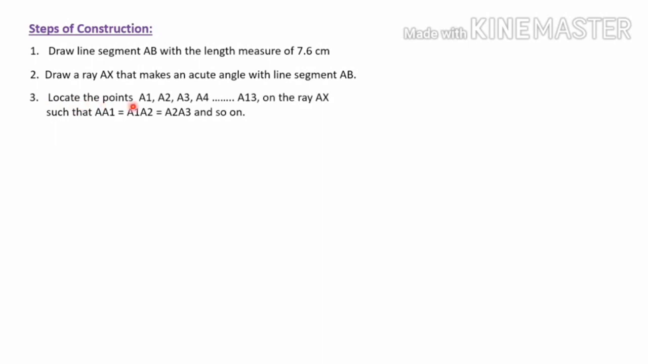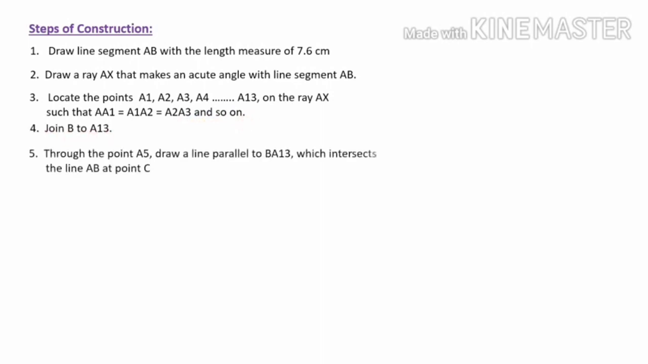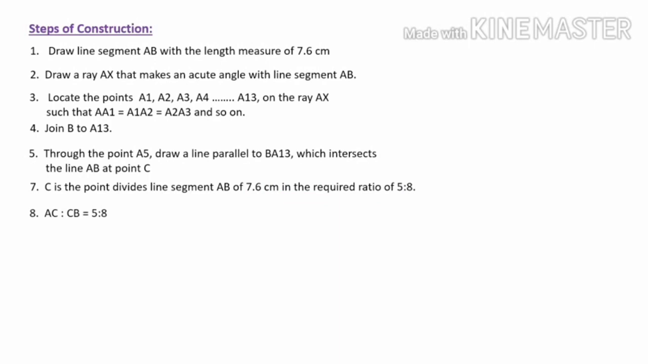Second step, draw a ray AX that makes an acute angle with line segment AB. Third step, locate the points A1, A2, A3, A4, etc., up to A13 on the ray AX such that A1A2 equals A2A3 and so on. Join B to A13. Next step, through the point A5, draw a line parallel to BA13 which intersects the line AB at point C. Next, C is the point that divides the line segment AB of 7.6 cm in the required ratio 5:8. That is, AC is to CB equal to 5:8.